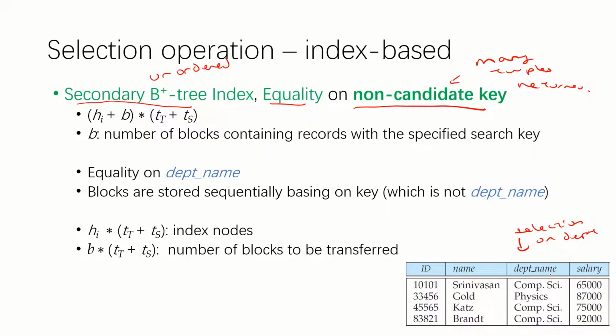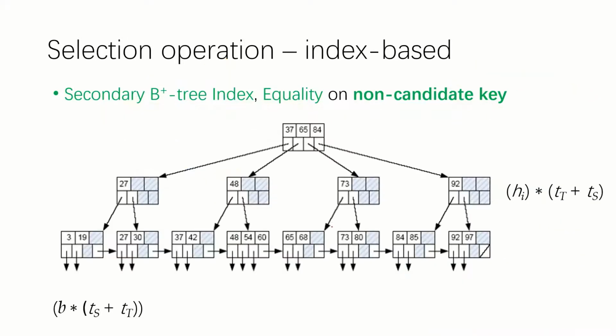So it is both unordered and also a non-candidate key. In this case, the height remains the same. Notice that the height remains the same, which is the height of the tree plus the time it takes to read and to seek a single block over here. But what is now interesting is that instead of the previous case, whereby you have TS plus B times TT, right now I also need to multiply this by B.